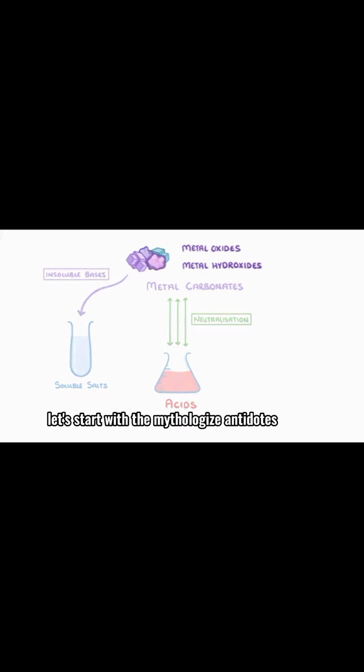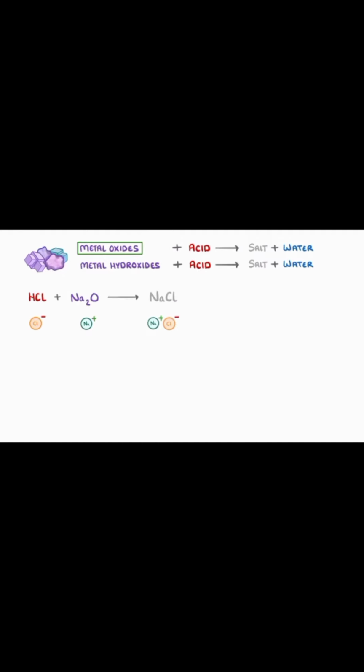Let's start with the metal oxides and hydroxides. Whenever either of these react with an acid, they'll always form a salt plus water. For example, if we combined hydrochloric acid with sodium oxide, which is a metal oxide, the positive sodium ions and negative chloride ions would combine to form sodium chloride, which is the salt, while the hydrogen and oxygen would form water. And if we balanced it, it would look like this.